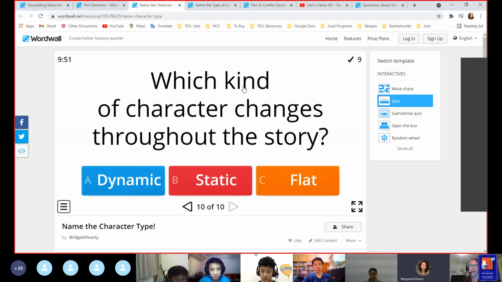Okay, which kind of character changes throughout the story? Dynamic, static, or flat? Raise your hand if you think it's dynamic.